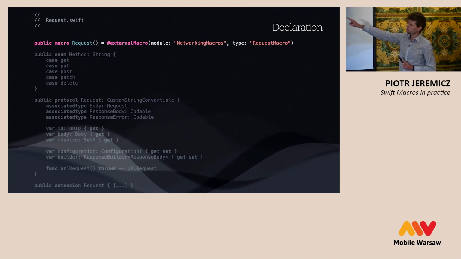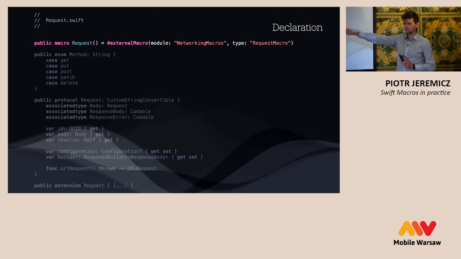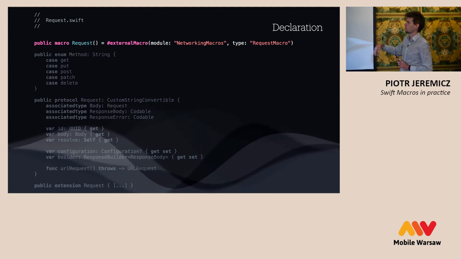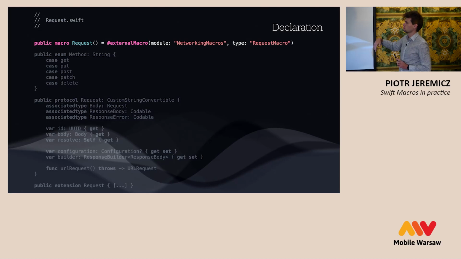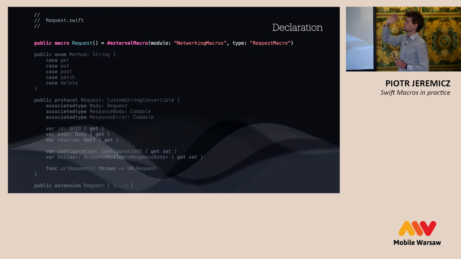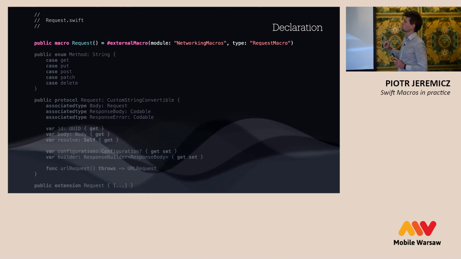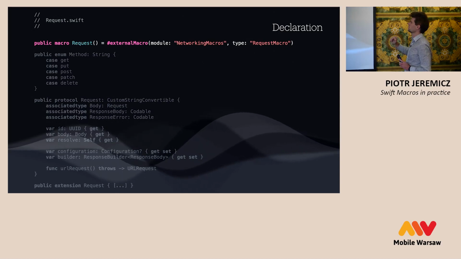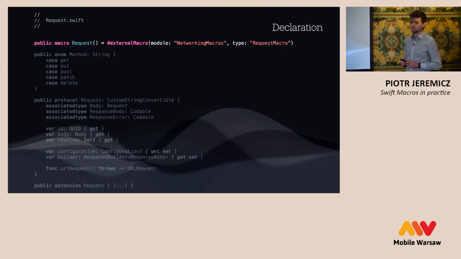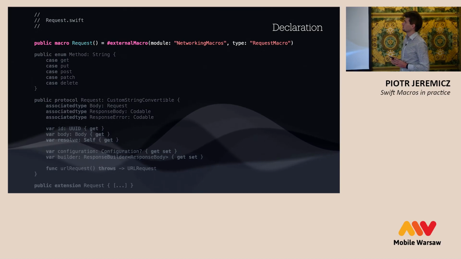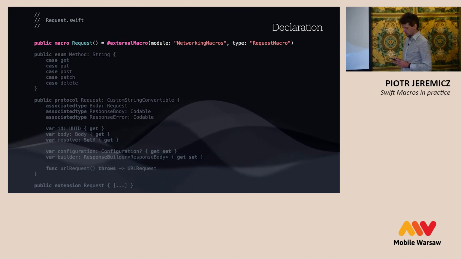Okay, so the first thing that we must do is declare the macro. So my macro will have the name Request. As you can see, the same name is used for the protocol, so it doesn't matter if we double the protocol and the macro name. It will work normally. What you are doing is pointing to the module that will contain the implementation of the macro and the type that this macro will have. In that situation, it will be RequestMacro.